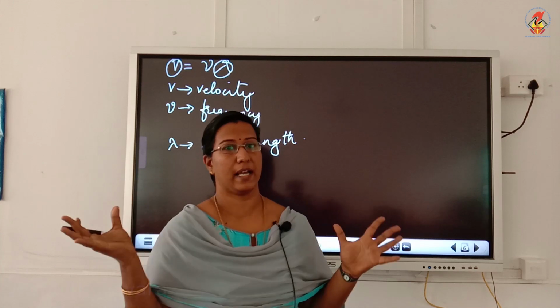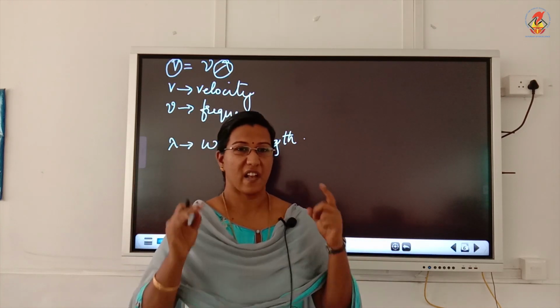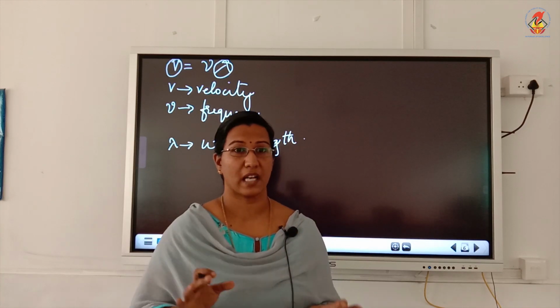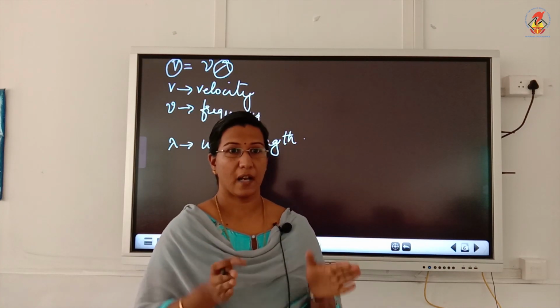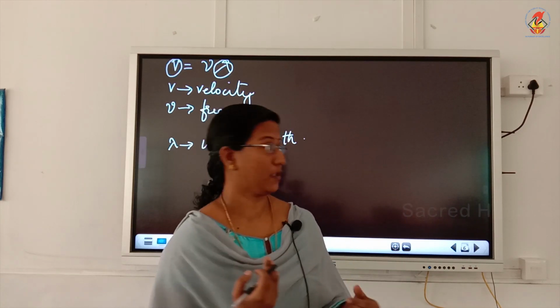For example, sunlight. The Sun is the source which is producing the light, and the Sun won't change, which means the frequency of light coming from the Sun will never change. Only the velocity of light will change, or the wavelength of light will change.